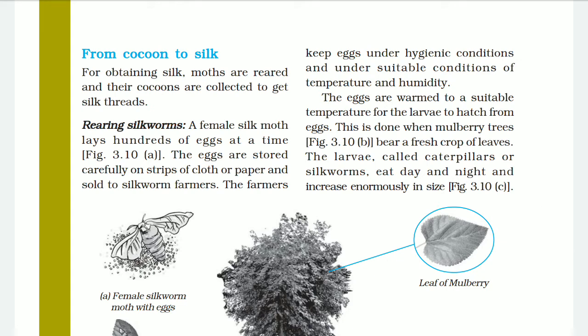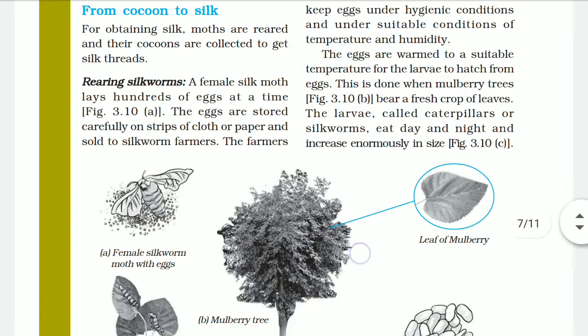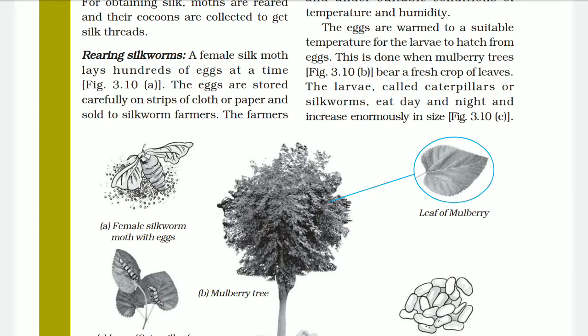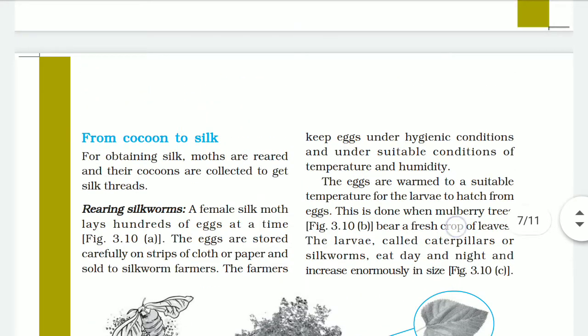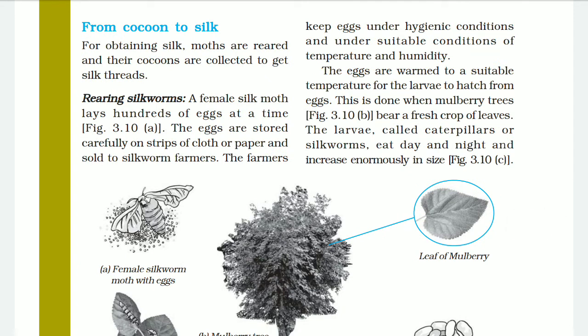From cocoon to silk. For obtaining silk, moths are reared and their cocoons are collected to get silk thread. Rearing silkworms. A female silk moth lays hundreds of eggs at a time. The eggs are stored carefully on a strip of cloth or paper and sold to silkworm farmers. These farmers keep the eggs under hygienic conditions, at suitable temperature and humidity, so that the eggs get warmth for the larvae to hatch.